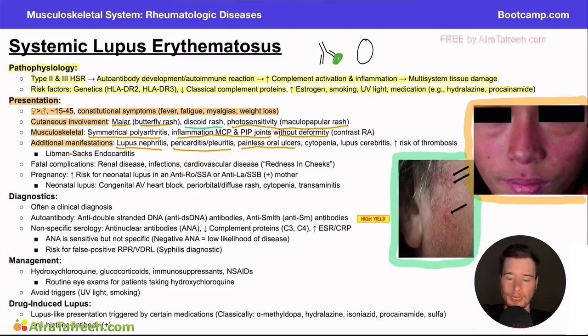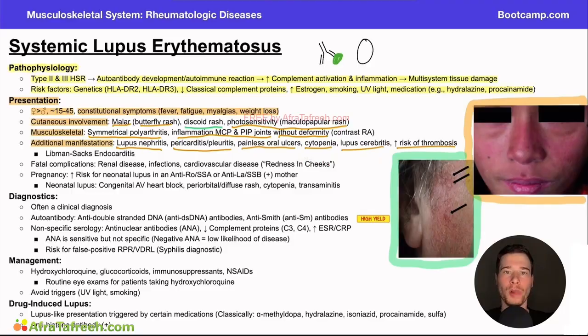We also can see things like cytopenias, lupus cerebritis, which is cognitive dysfunction. This can lead to strokes and even seizures as well. And finally, an increased risk of thrombosis. So again, we can affect the hematologic system, we can affect the brain, we can affect the mouth, the heart, the lungs, the kidneys, the MSK, the whole body can be affected in lupus. And so they often will present you with a patient with tons and tons of findings. They might be pointing you in the direction of an SLE presentation.